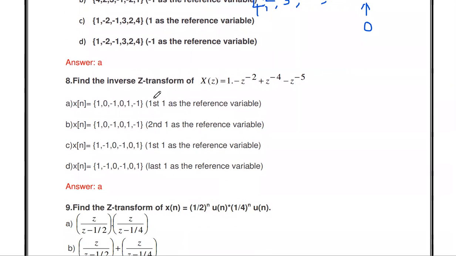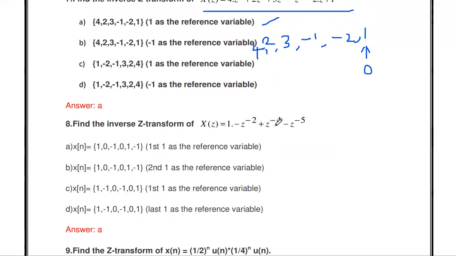Similarly, you see the next problem. Find the inverse Z transform of x of z equal to 1 minus z power minus 2, plus z power minus 4, minus z power minus 5. Here x of z has only z power minus terms. So the corresponding time domain sequence may be a causal sequence. What is causal? The signal has values only in the positive time axis. Similar to the previous, here we have to solve it.